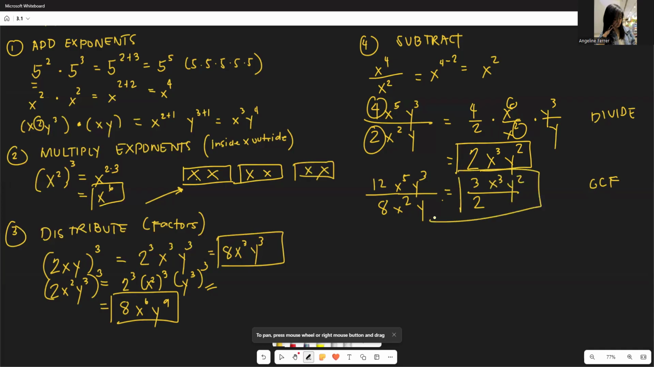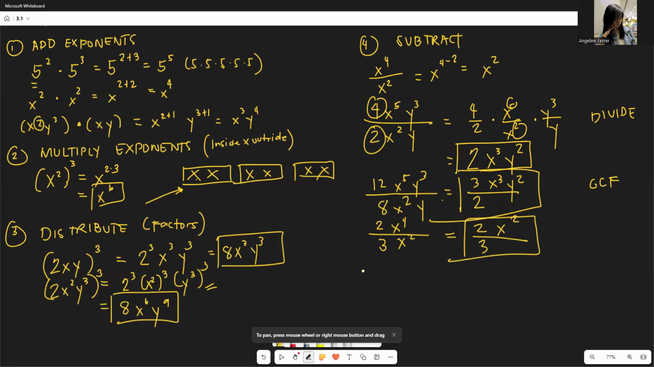What if they don't have a GCF? They cannot be divided. They also don't have a GCF. Like let's say 2 and 3. Well, just leave it as is. So if they cannot be divided, no GCF as well, just keep it where they are. So this is going to be 4 minus 2.